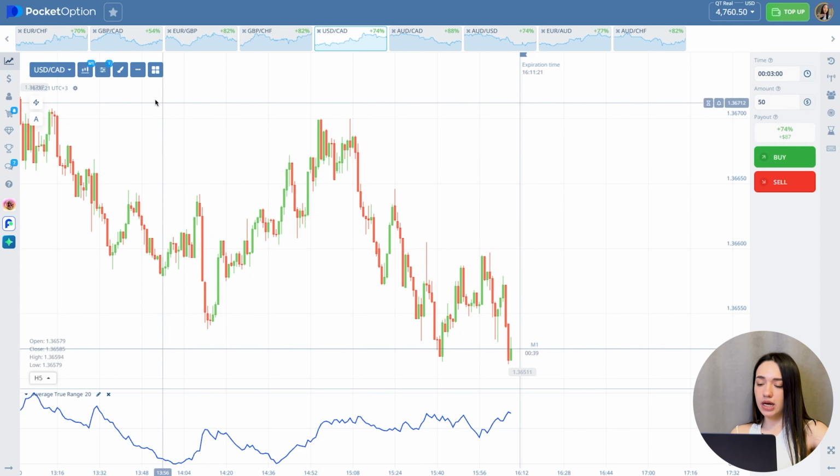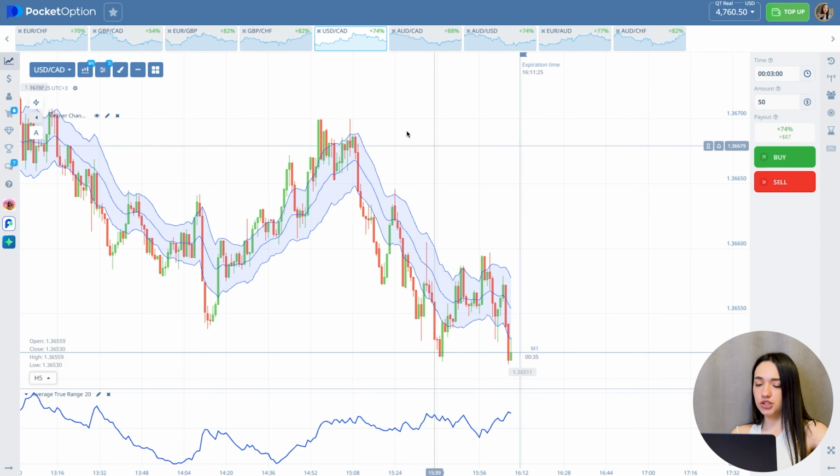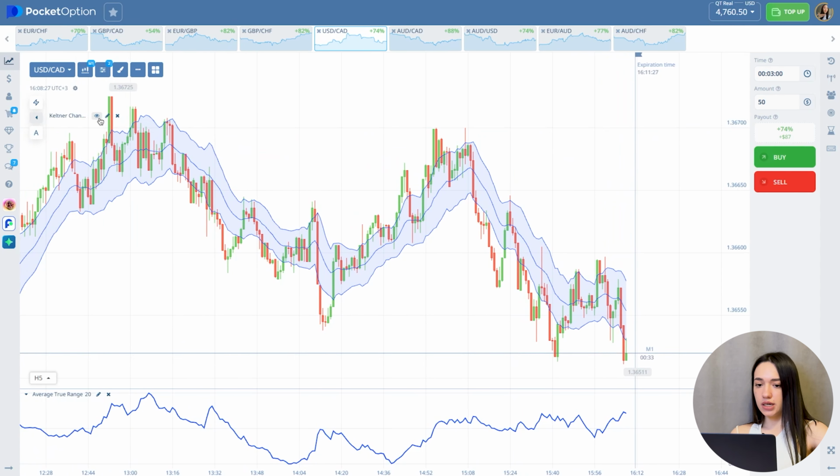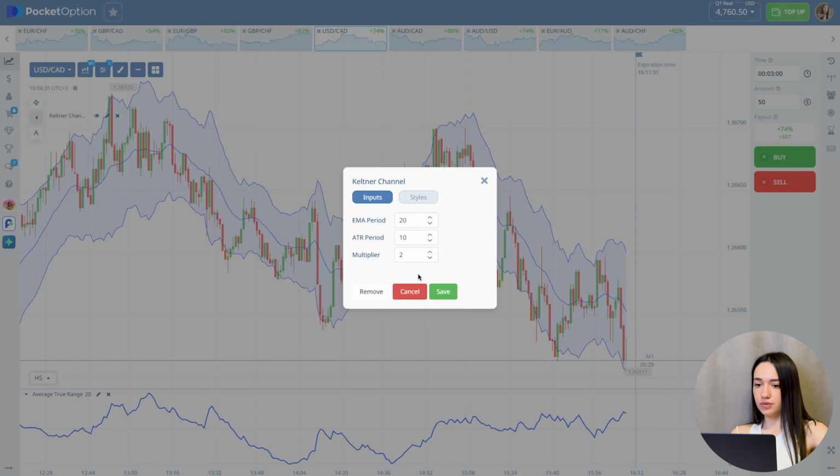And that is why we'll add one more indicator. This is the Keltner channel, and for this indicator we'll set the multiplier to 2.